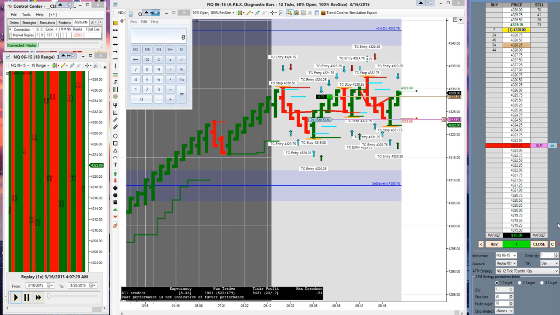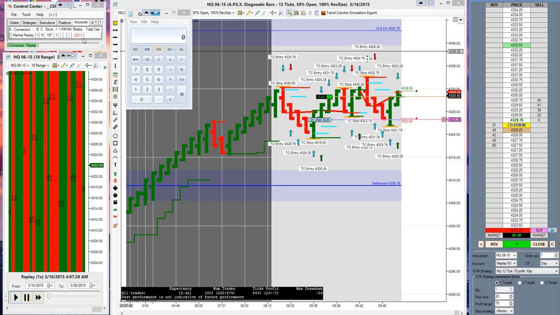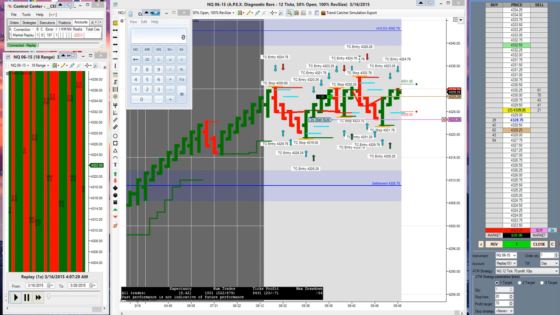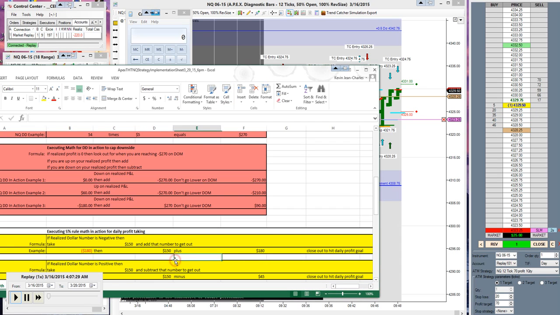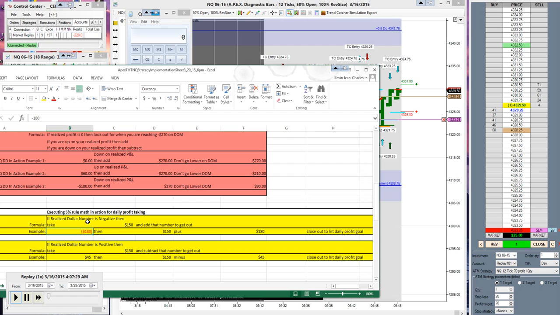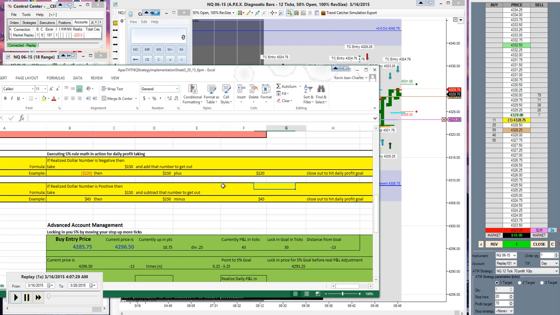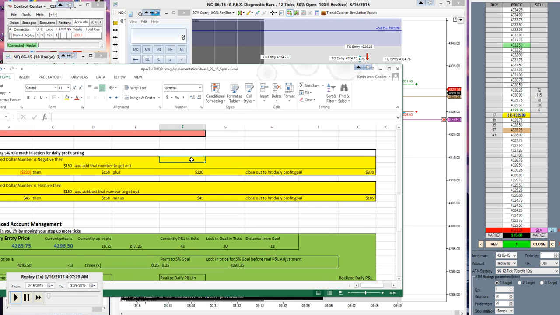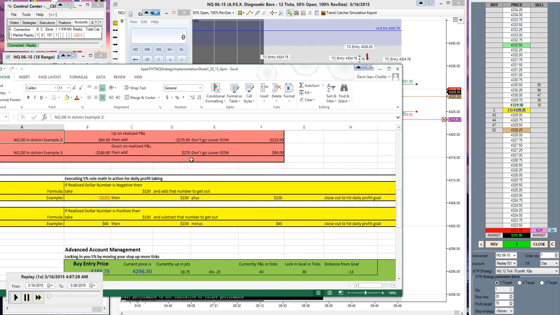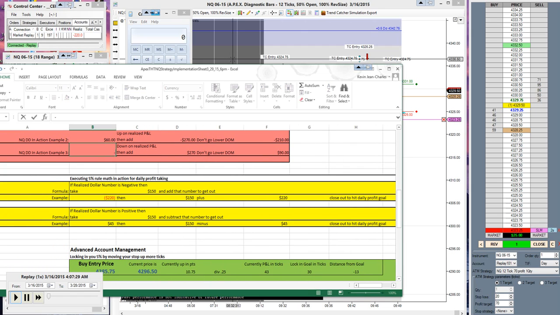Opposite side pending order, center the DOM. Now we're down to 220. All right, so 220, and negative 220 there. Now 370 is the number to get out. Drawdown math. 220. $50.